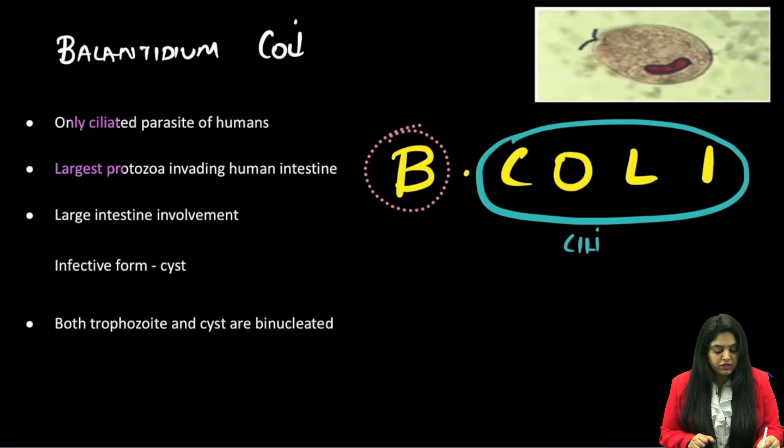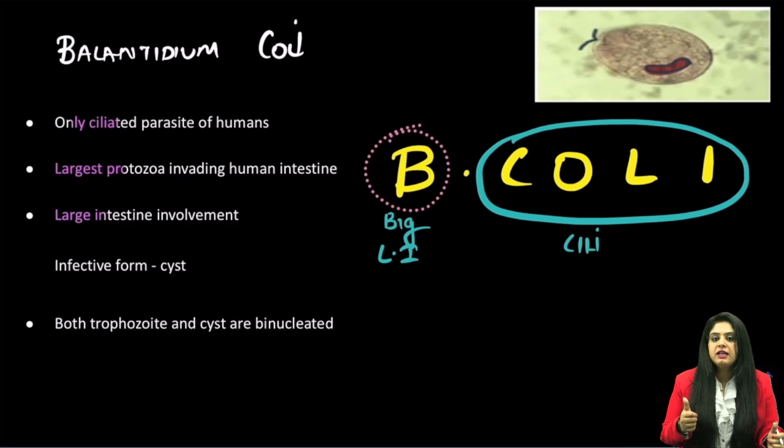It means, what is the size of this? This is the largest protozoa invading the human intestine. It is a big protozoa. Which intestine? Small intestine, large intestine. So big intestine, big intestine matlab large intestine. So yes, this is going to involve the large intestine, the big intestine. So simple na, B for Balantidium, B for big, it's big in size. B for big intestine, it involves the large intestine.